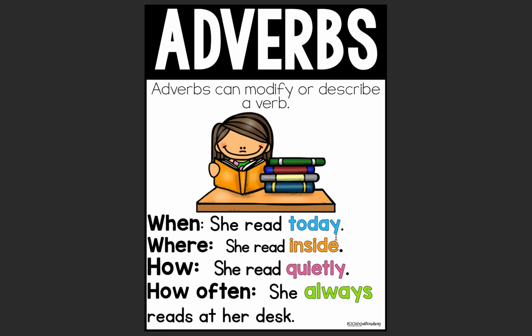How? How is she reading? That's another word that describes a verb, right? How? She read quietly. So it's describing the action. The verb. How often? She always reads at her desk. So always, again, you're describing the verb. She always reads at her desk. Remember, reads is the verb, so it's describing the verb.